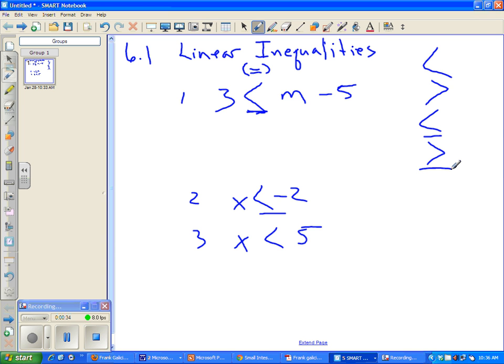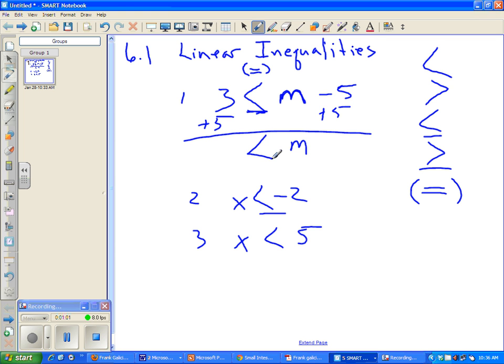it really does act like an equal sign, and if you think about it as an equal sign, you could easily solve this. So using that idea, I want to get m by itself because this really doesn't make any sense to me unless I get the variable m by itself, where I isolate the variable. In this case, I add 5 to each side, just like if it was an equal sign, and it gives me m is still greater than or equal to 8.